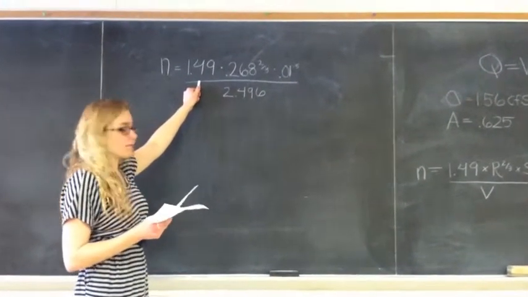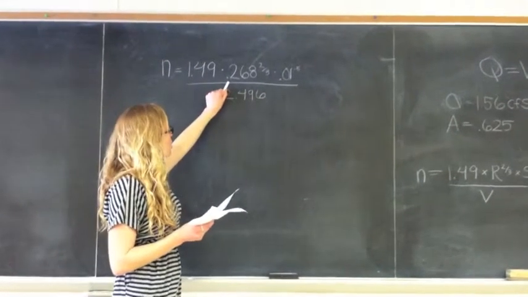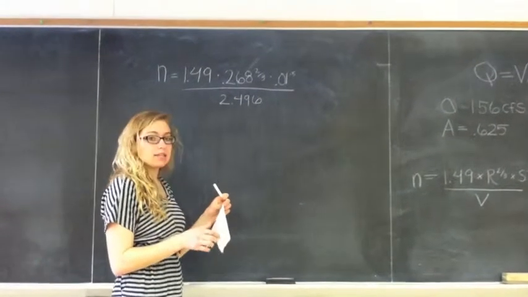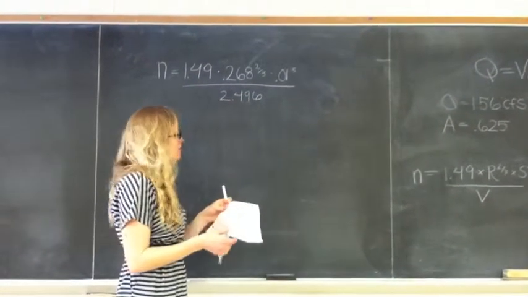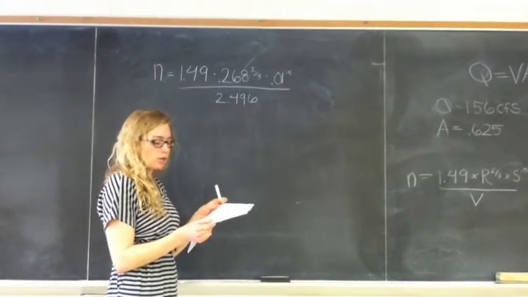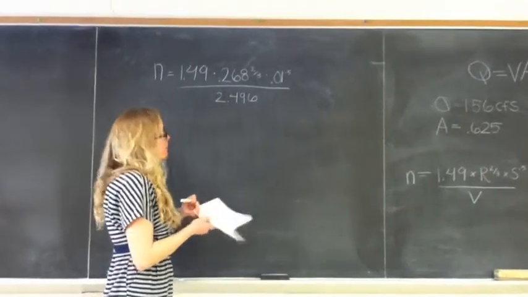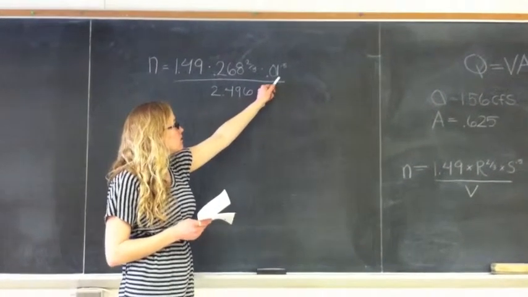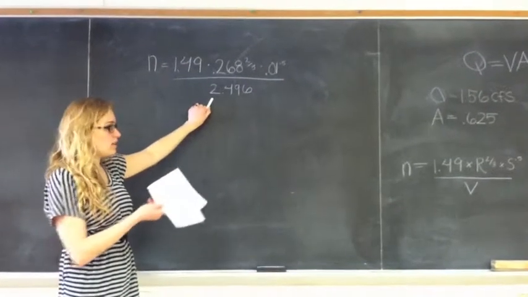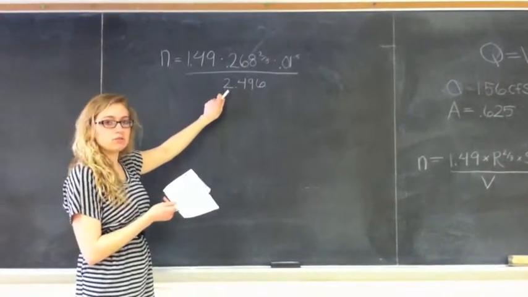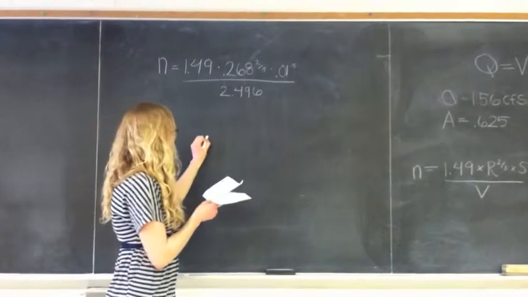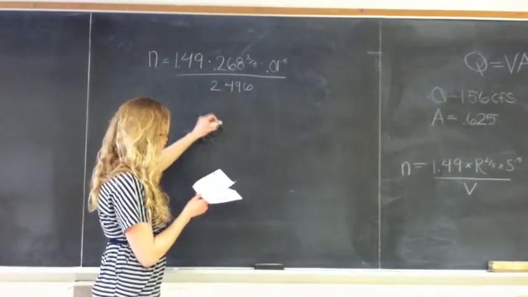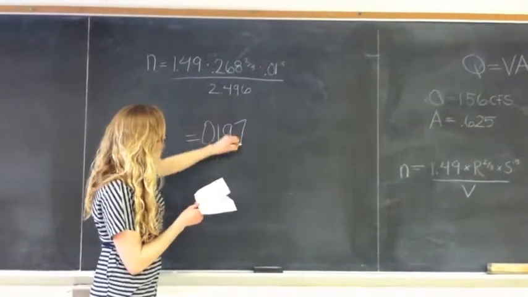We have our 1.49, which was given. Then we solved for R, which became 0.268, and we solved for that by finding the area again, which was 0.625, divided by the perimeter, which was 2.334. Then our slope is going to be the same. It's going to be 1%, so 0.01 to the 0.5. And we use our v that we found over there with v equals Q over A. And that is all going to come out to equal 0.0197.